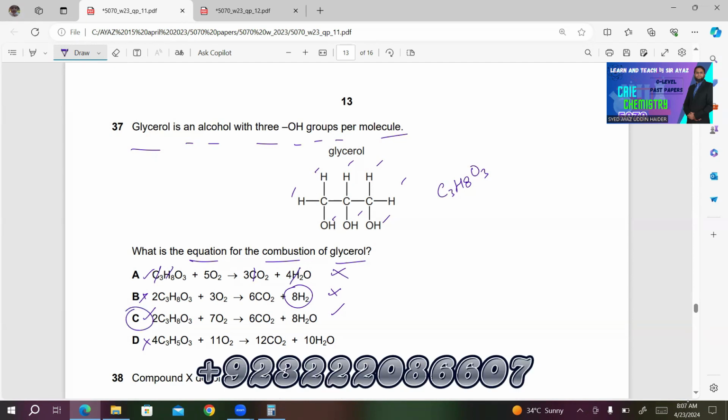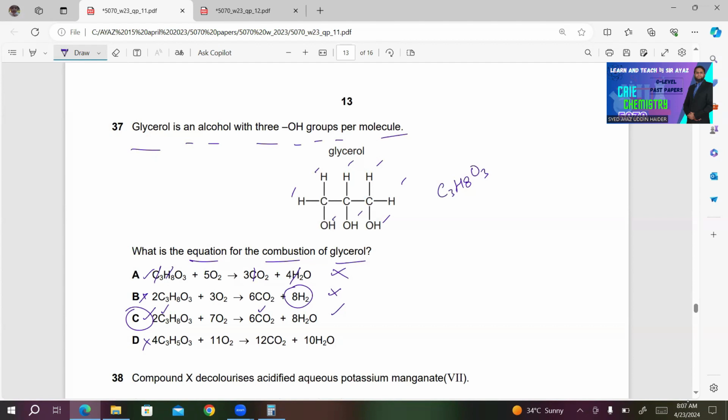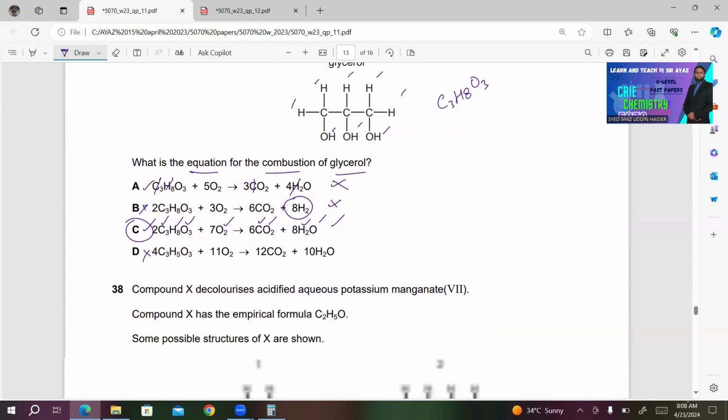If you count the number of atoms, how many carbon? 2 3s are 6. On the product side, it's 6. It's correct. What about oxygen? 2 3s are 6 and 7 2s are 14. 14 plus 6, 20. 6 2s are 12. 12 plus 8, it's also 20. So oxygen is balanced. What about hydrogen? H8 on the reactant side. 8 twos are 16. On the product side, again, 8 twos are 16. So this is the correctly balanced equation.